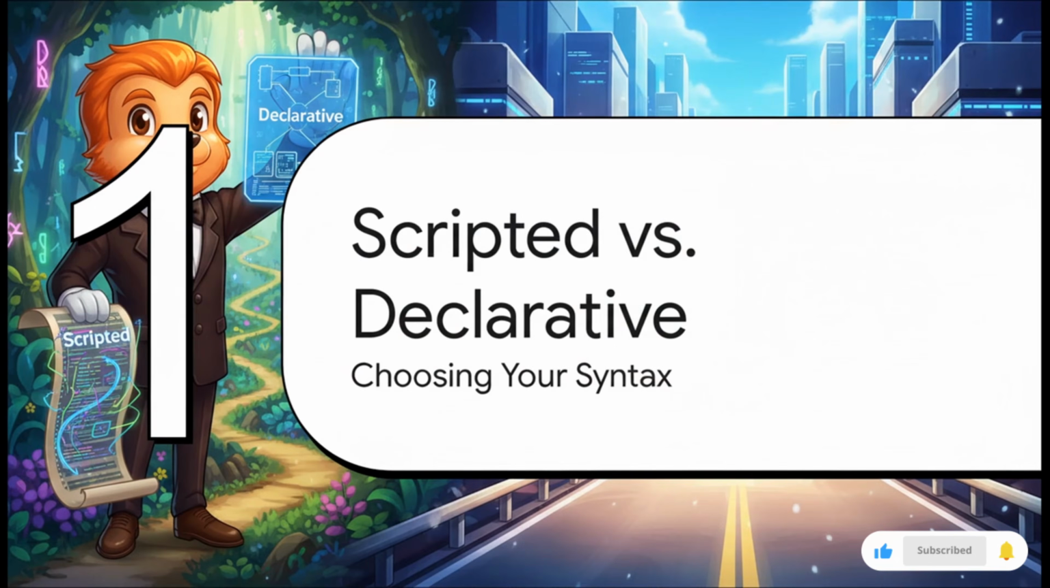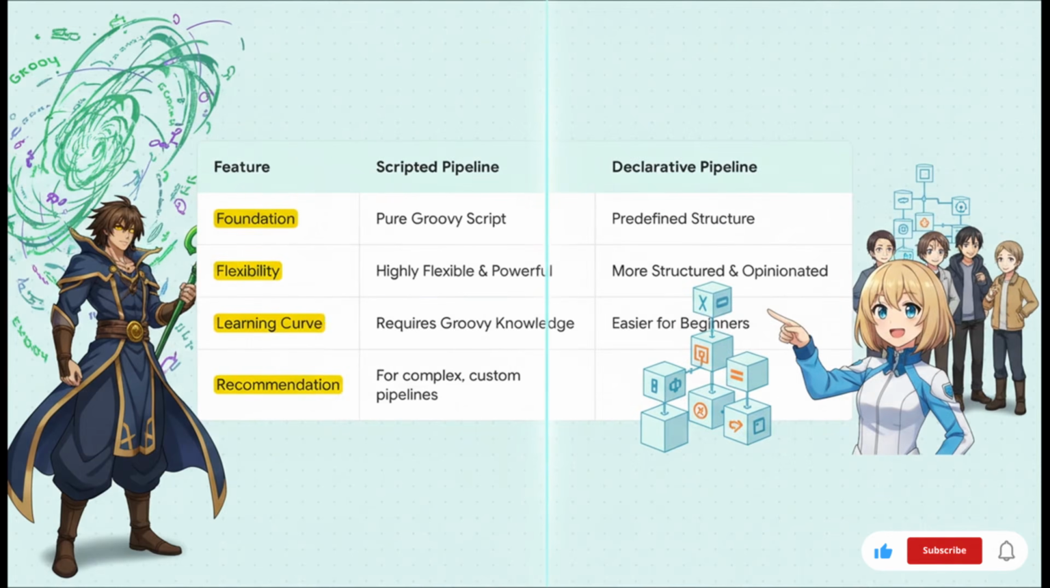Okay, so when you start writing your very first Jenkinsfile, you're going to face a choice right away. There are two different syntaxes you can use, scripted and declarative. Let's break down what that actually means for you. On one side, you have scripted pipeline. This is the classic style. It's pure Groovy script, which gives you a ton of power and flexibility. The only catch, you kind of have to know your way around the Groovy language.